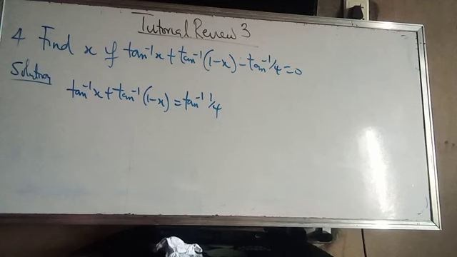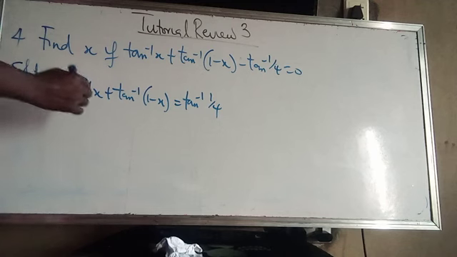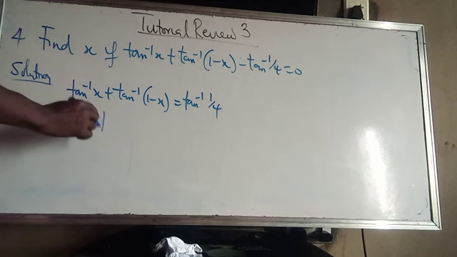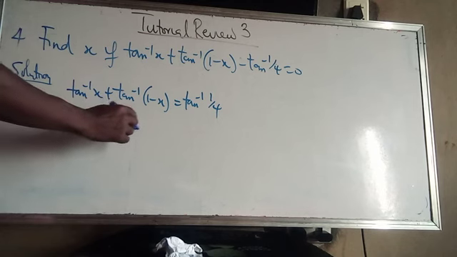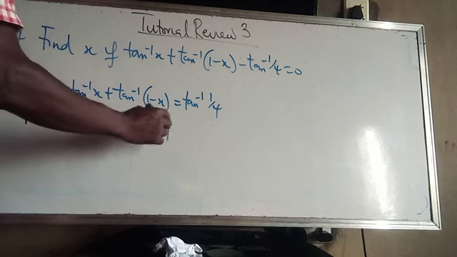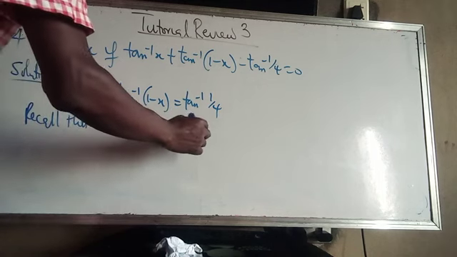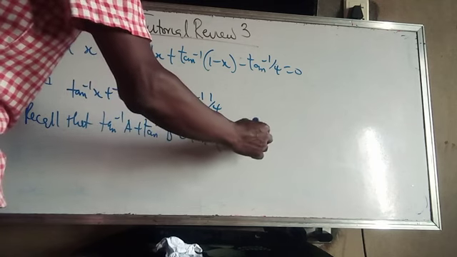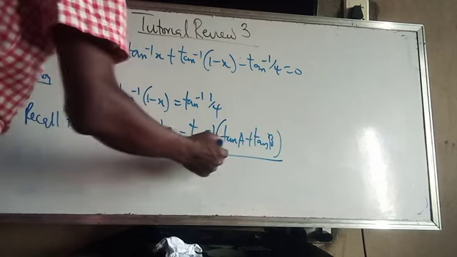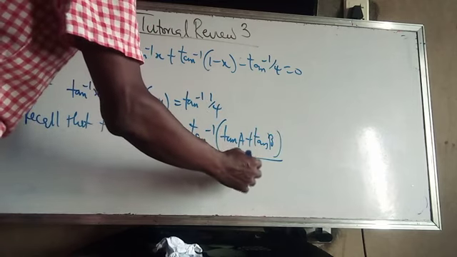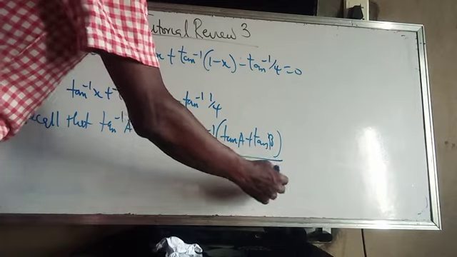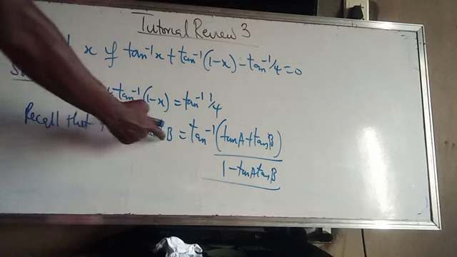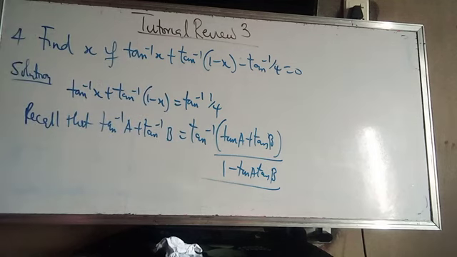Now we recall that tan inverse of A plus tan inverse of B is the same thing as tan inverse of (tan A plus tan B) all over (1 minus tan A tan B). This is an identity that you must understand. You must know it offhand.